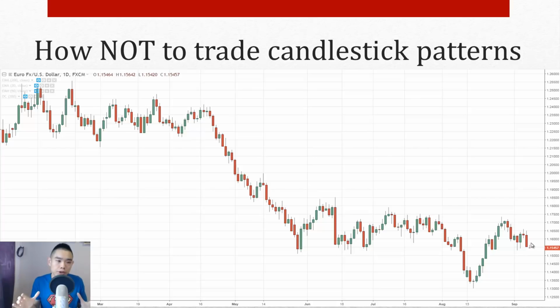the message I'm trying to bring over here is that you don't want to trade candlestick patterns in isolation. What is isolation? It means you don't want to trade candlestick patterns by themselves. Just because the candlestick is green, it doesn't mean you go long. Just because it's red doesn't mean you go short. That's what I mean by isolation. So don't trade candlestick patterns in this manner.